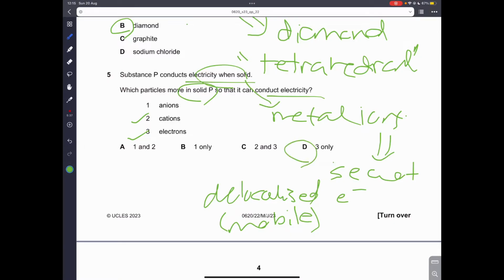And therefore D is the correct answer. C is not a correct option. Remember, cations are only positively charged ions. We know that metal ions are still metal atoms, and there are no two different atoms attracting to each other. So we have to say that 3 is the only correct answer. So electrons are the only correct answer.